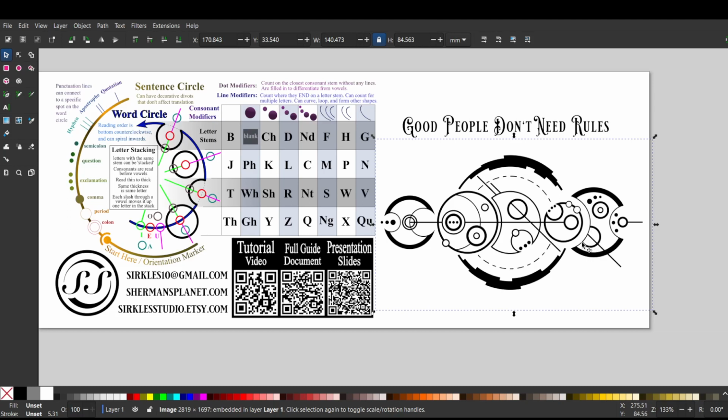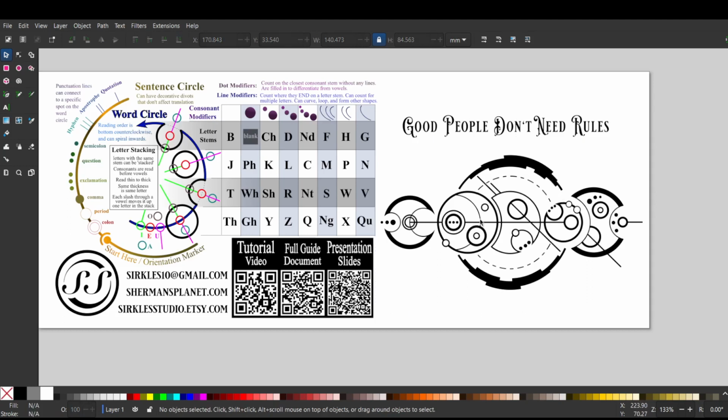So even though this looks like it could be its own letter, these are just the line modifier on the S in rules. And a letter stem, so yeah, you start reading at the bottom, and that's relative to the letter stem, not any of the modifiers, because like these line modifiers can kind of go wherever. So you read from the stem, the first stem that crosses the bottom. So anyway, R-U-L-E-S. So yep, there we go. We have good people don't need rules.